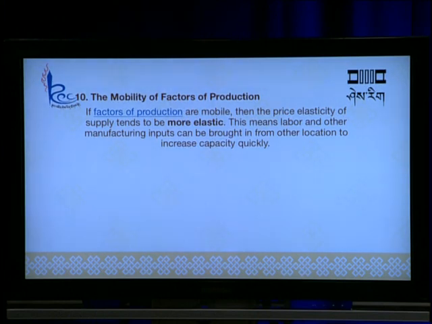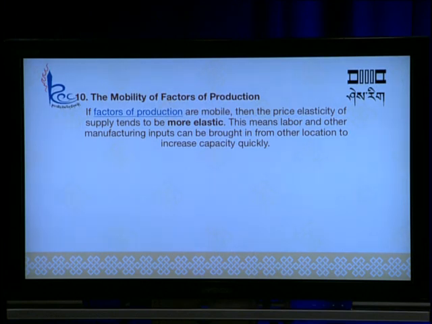Now, the last factor that I have here is the mobility of factors of production. As you all already know, we have 4 factors of production, that is land, labor, capital and entrepreneur. So, these 4 factors of production, if they are mobile, in other words, if they can be transferred from one use to another use, if they can be shifted to other alternative uses, then supply tends to be elastic because they will be able to produce more. But if they are not mobile, then the supply is going to be inelastic or less elastic. Okay, so these are the 10 main determinants of the elasticity of supply.